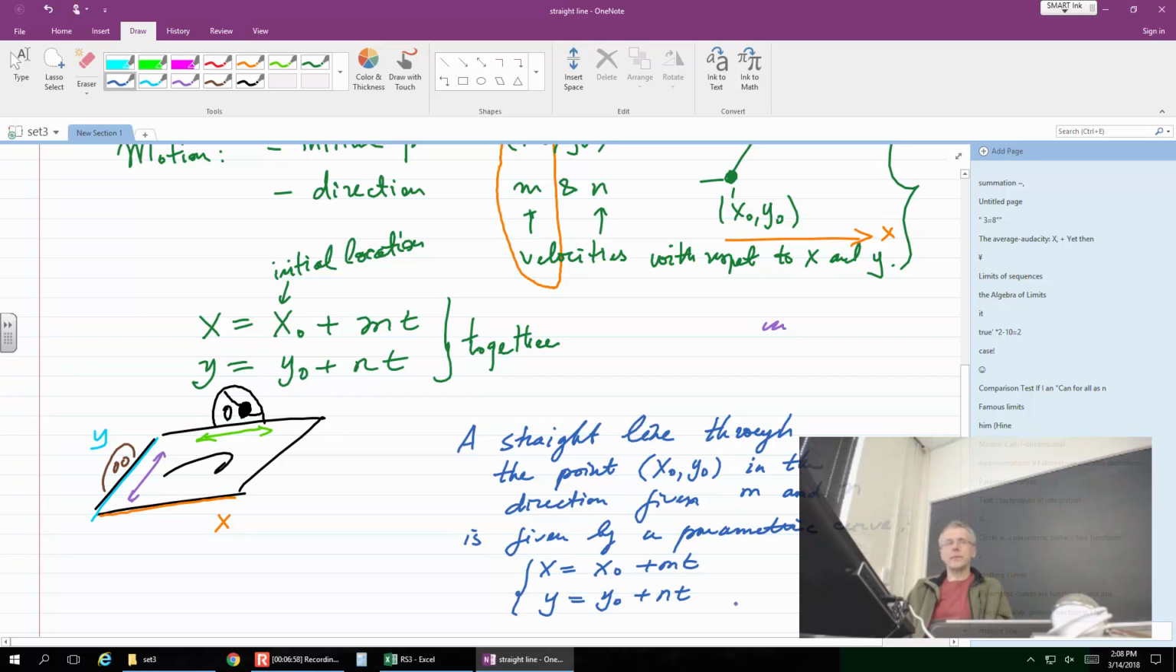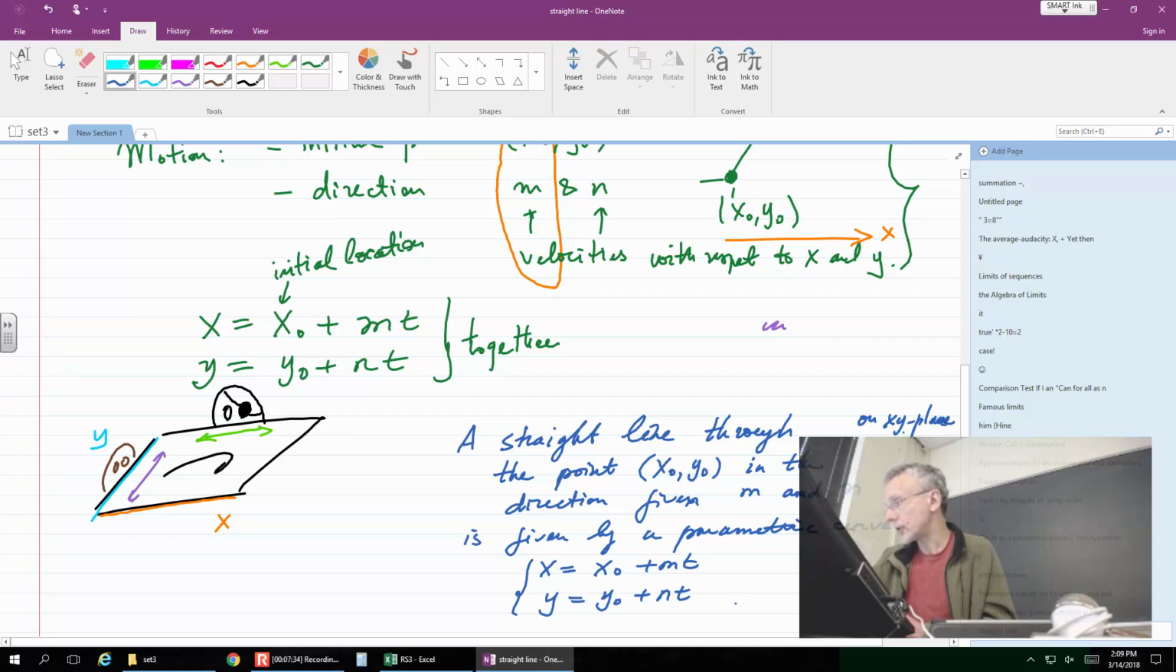Once again, I put that brace there to emphasize that they come together. They are satisfied simultaneously. So it is a straight line, and this is the whole description of the line. It is very similar to, let's compare it to calculus 1. Don't get a wrong idea here: this is still on the xy plane.